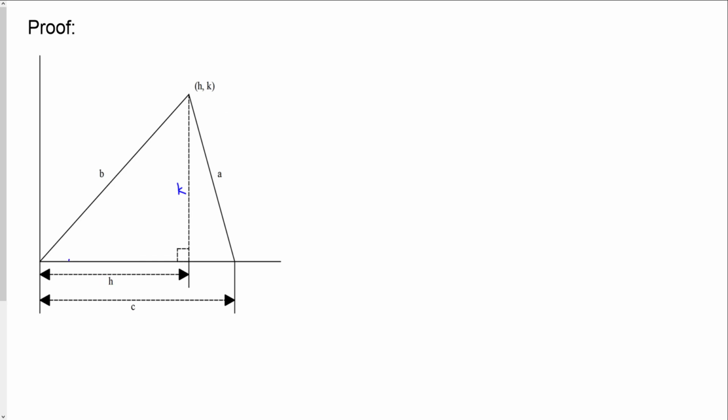And I'm also going to label this angle right here as angle A, because it's the angle that's opposite side A. Working with 90-degree triangles, one thing that I can deduce is that h squared plus k squared is equal to b squared. So you should be able to see in the figure that h, k, and b make up a right triangle where b is the hypotenuse. So I'm just applying the Pythagorean theorem to that.